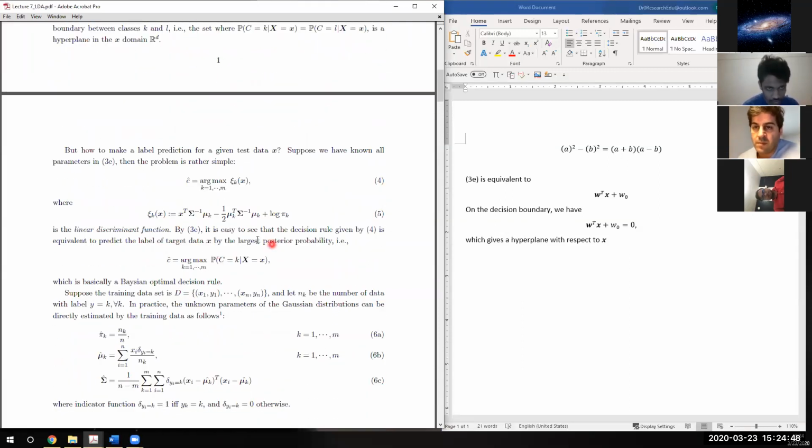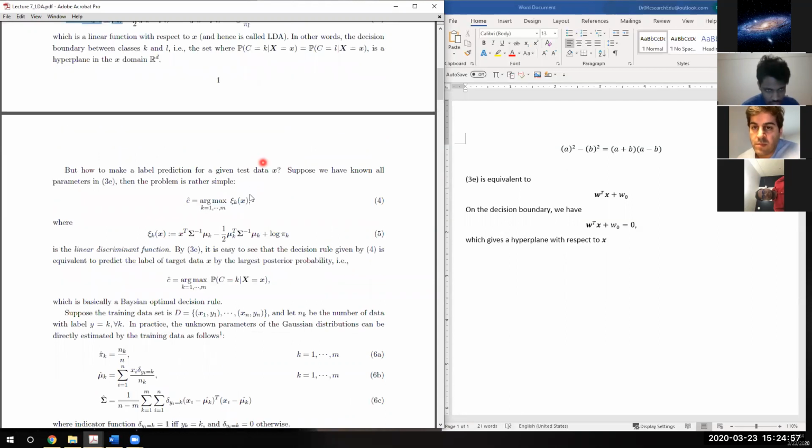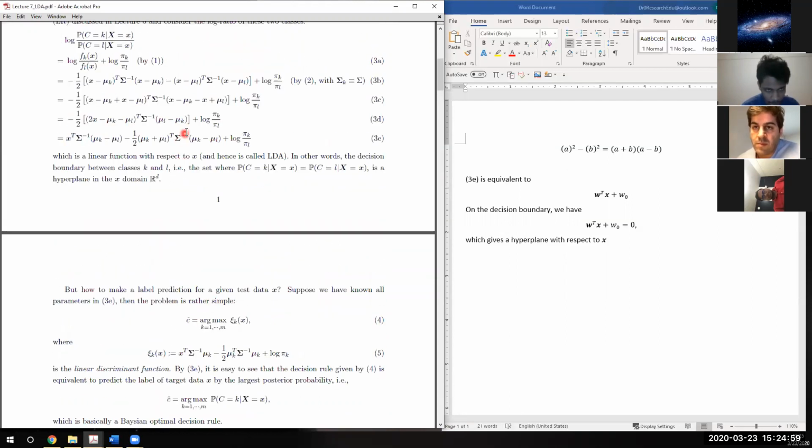Now we have known how to make the decision. And again, this decision is nothing but a Bayesian optimal decision rule. And we have had the logistic.